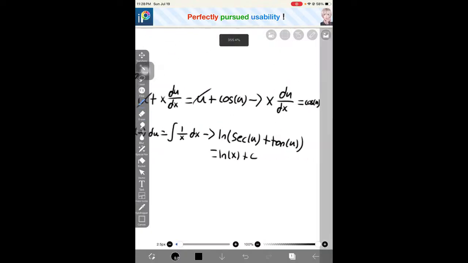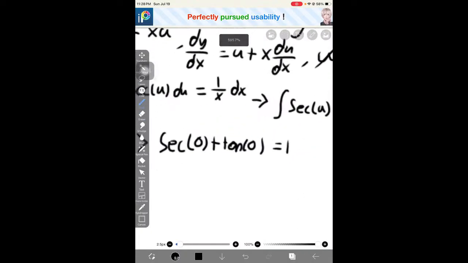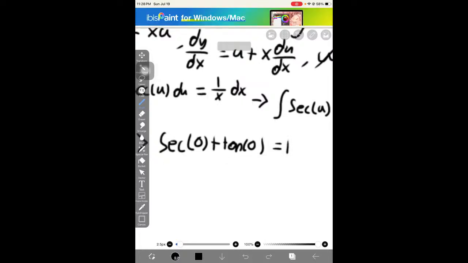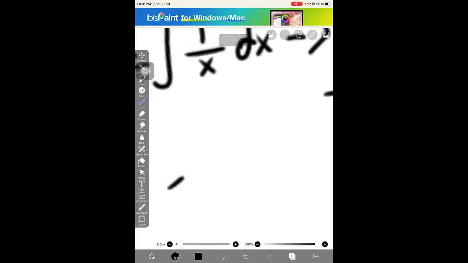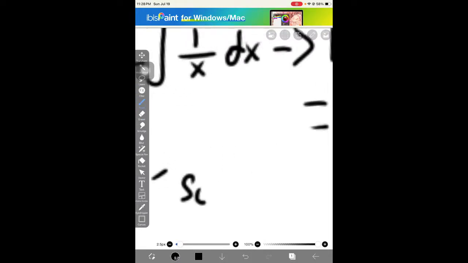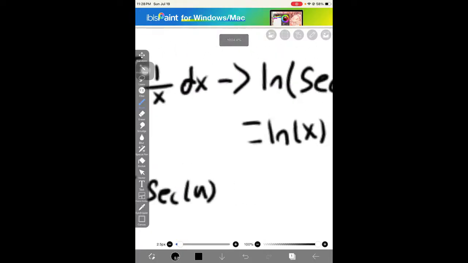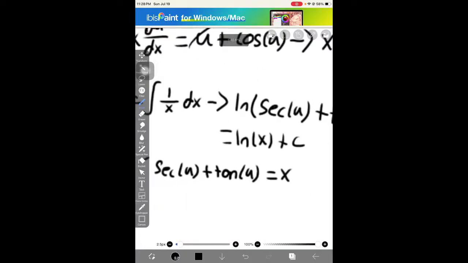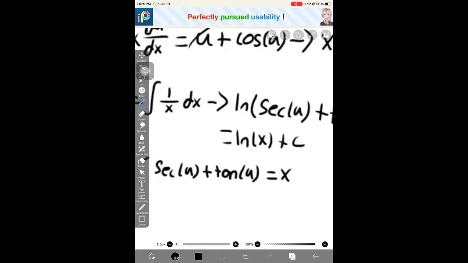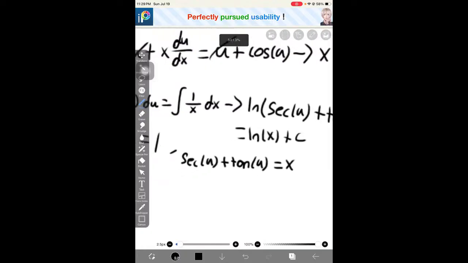Because we did say c of x, so 1. I mean, this is 0, this is 1. So c must equal 1, right? So we have this general solution, which equals x. Now I want to solve for u. We need to isolate u here.